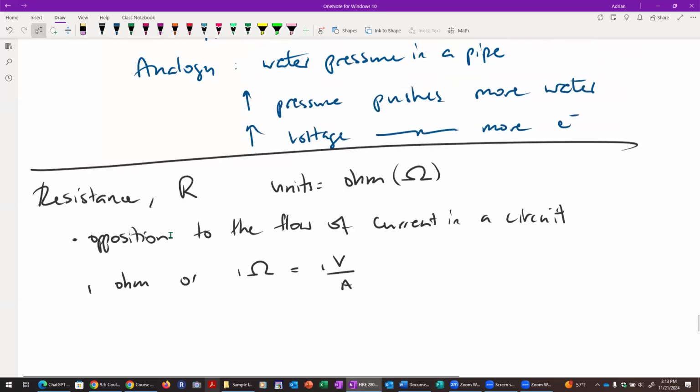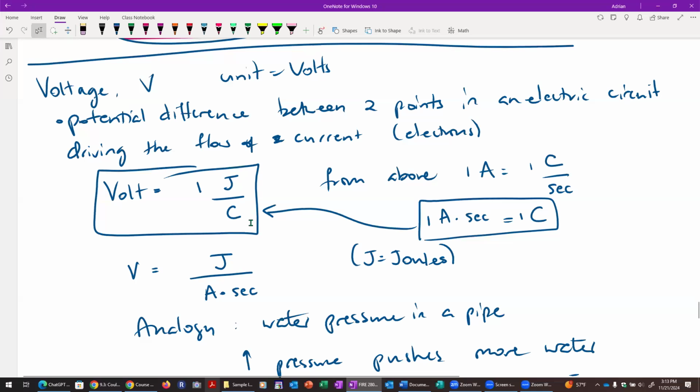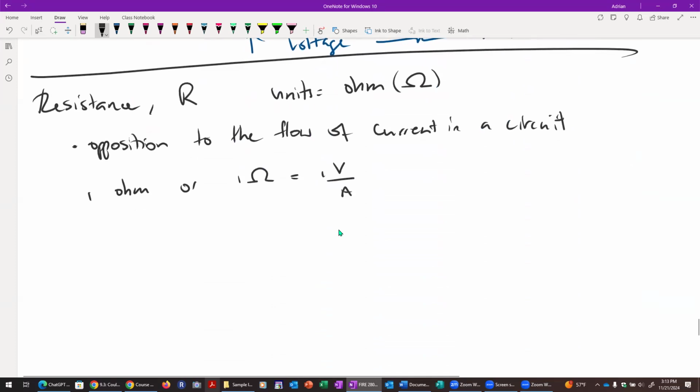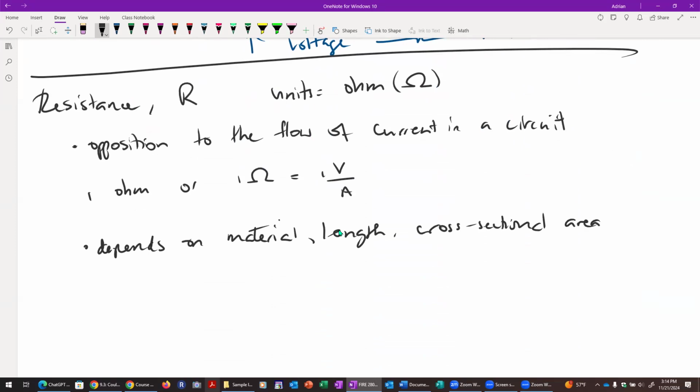Okay, so we saw voltage before as being equal to joules per coulomb. Now we're saying an ohm is equal to 1 volt per amp. So resistance will depend on several things. It'll depend on the material. What type of metal wire is it, for example? The length of the wire or the conducting material, the cross-sectional area, among other things. These will all affect the resistance of a particular substance.